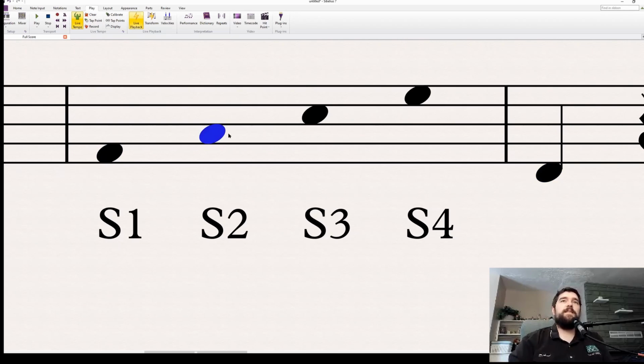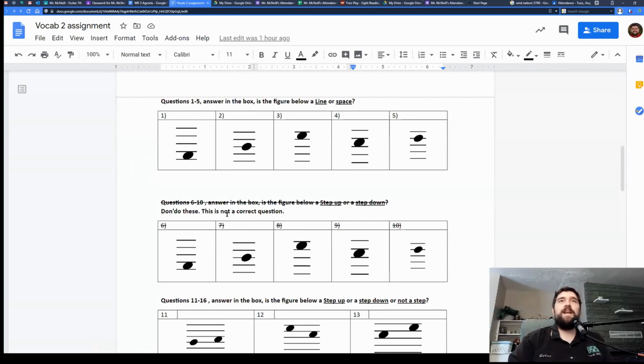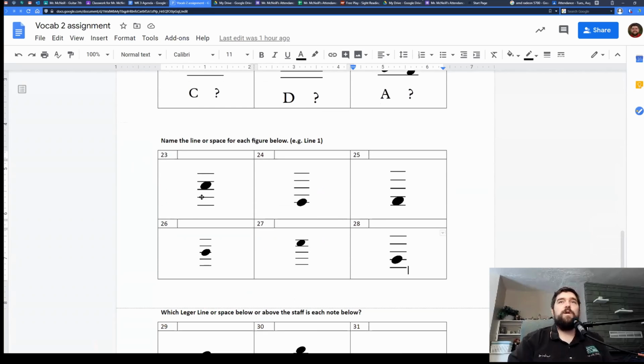And then we have the second space, third space, fourth space. And notice how I am abbreviating it. This is how you should write it out in your assignment. Space 1, space 2, space 3, space 4. Once again, in your assignment, that information that I just gave you is questions 23 through 28. Name the line or space for each figure.